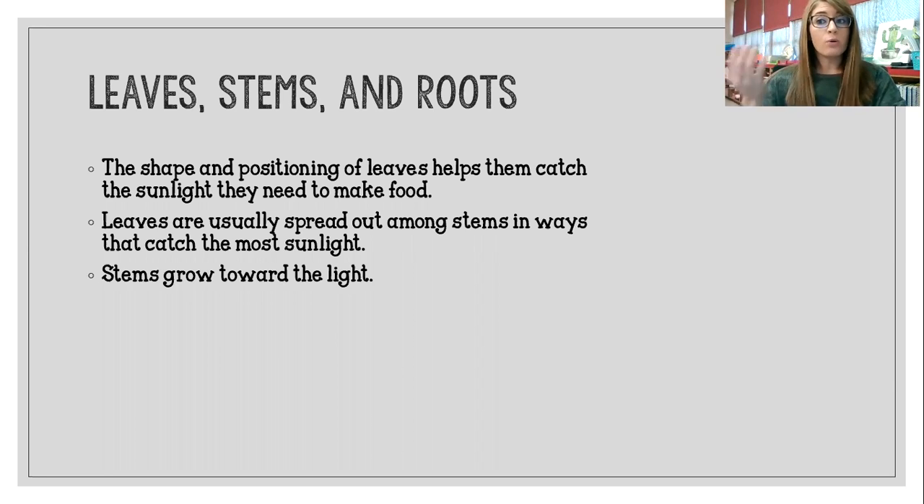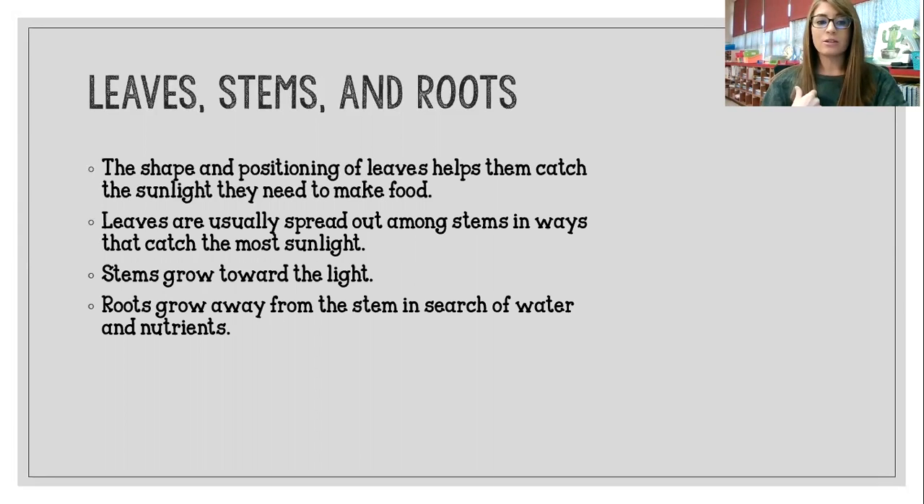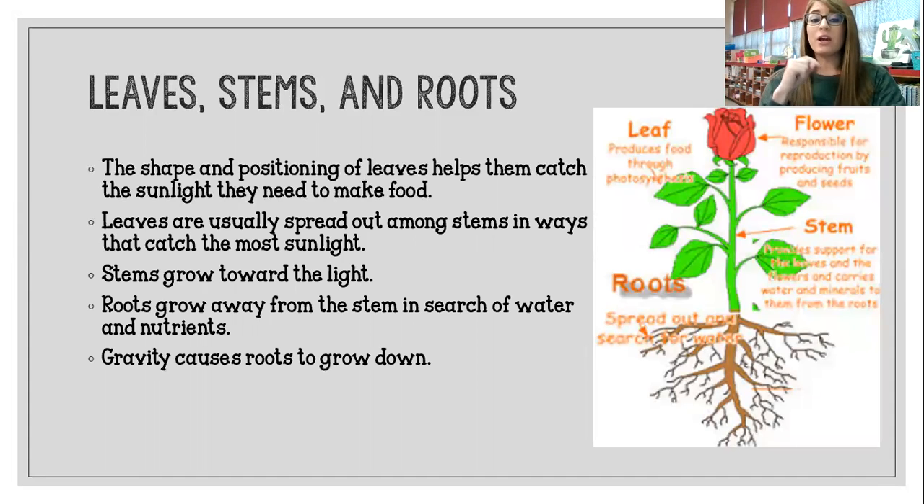Stems also grow toward the light, which is purposeful because the leaves have to be able to get the most sunlight. So when the stem grows towards the light, that means the leaves can also grow towards the light as well. Roots, however, grow away from the stem because they have to search for water and nutrients in the soil. And the reason that they grow down is because of gravity.